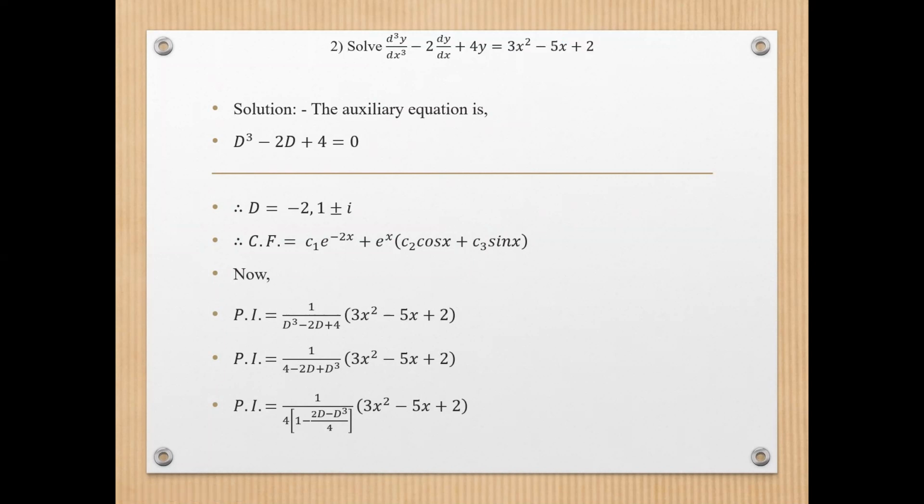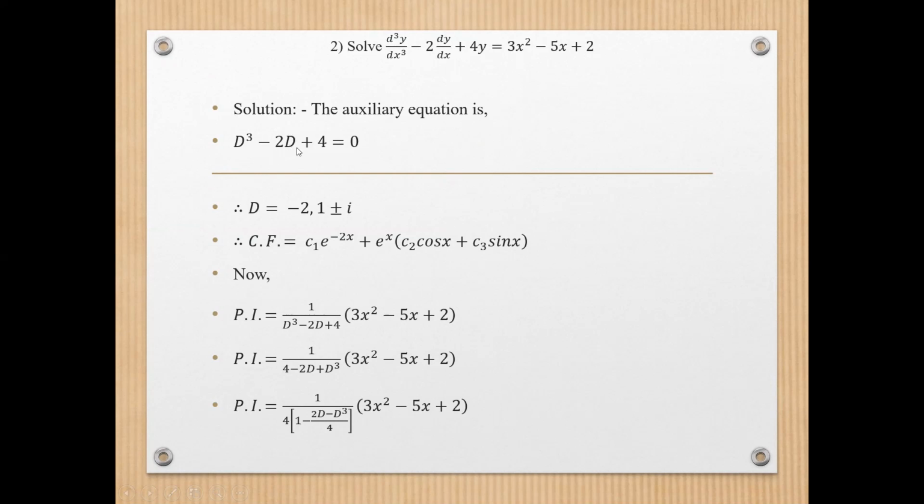We have to find the solution of this linear differential equation. First we will find the complementary function, and later we will find the particular integral. For the complementary function we first find the auxiliary equation. Its auxiliary equation is D cube minus 2D plus 4 is equal to 0.